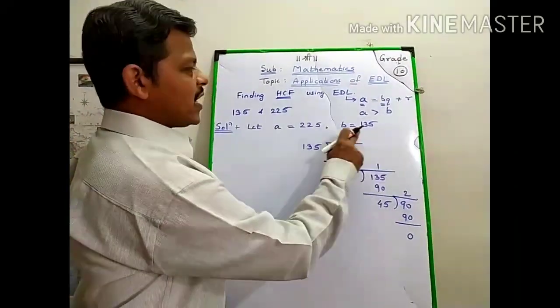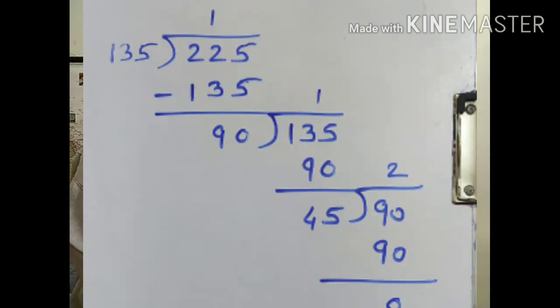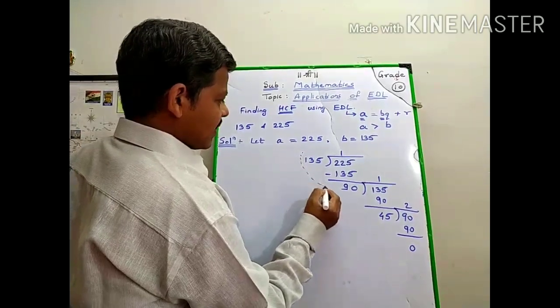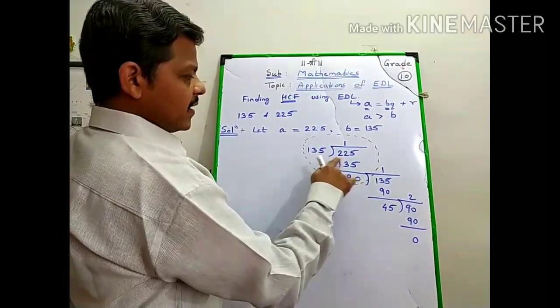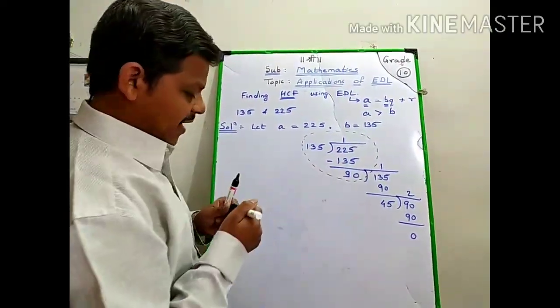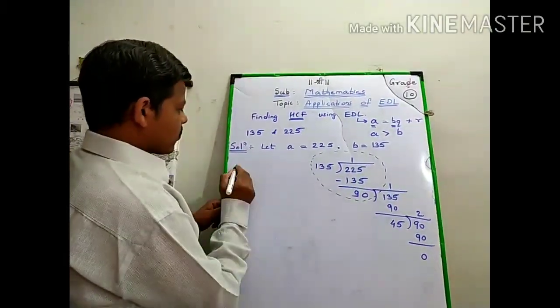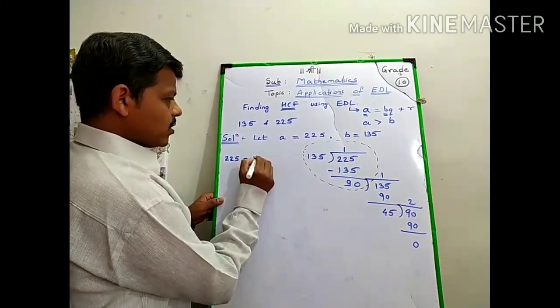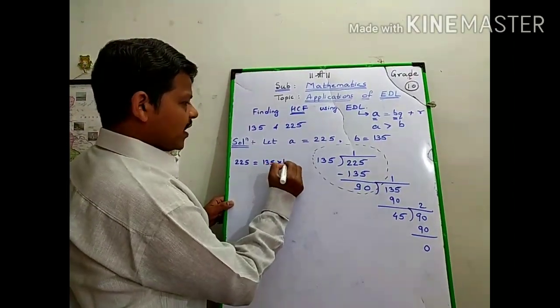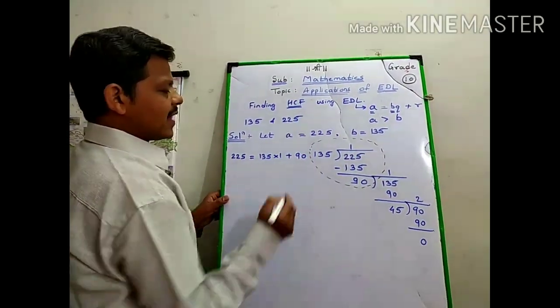When we divided 225 by 135, 135 ones are 135. The remainder is 90. So now, if I want to write these four things in the form of A is equal to BQ plus R, how will I write them? A is equal to BQ plus R. It's very important. So see now how we are going to write it. 225 is equal to 135 into 1 plus 90.